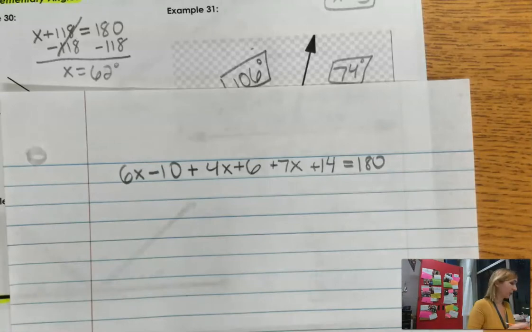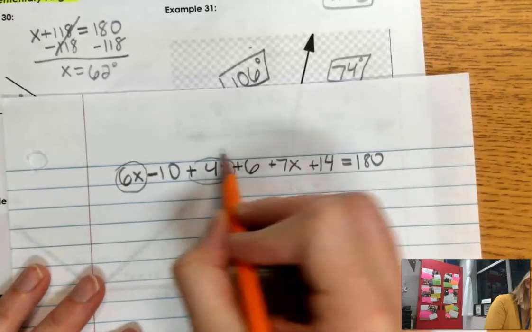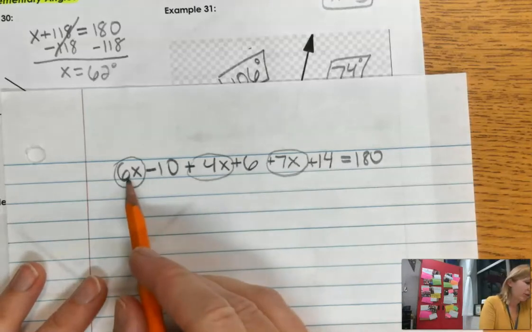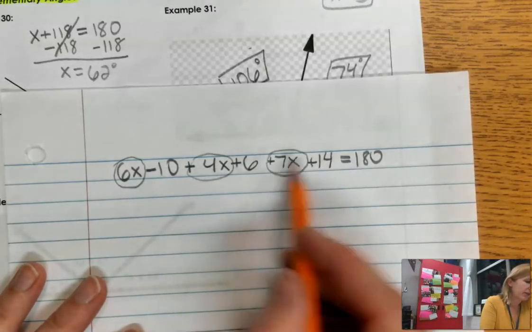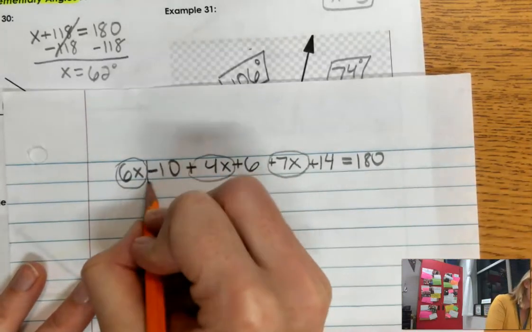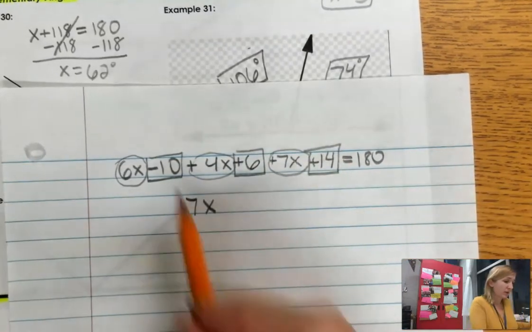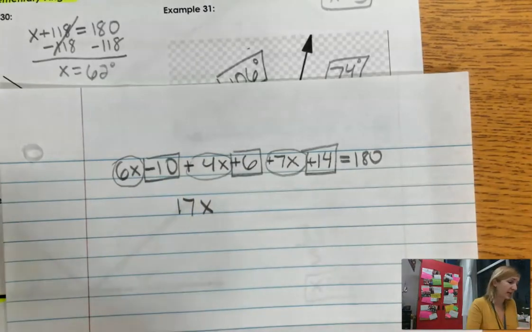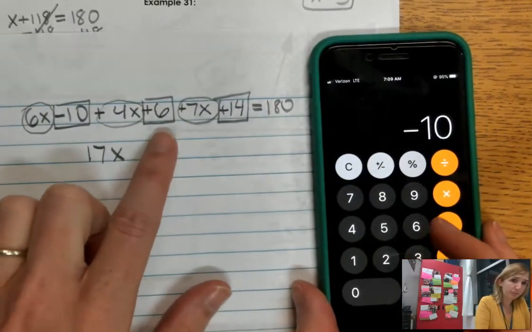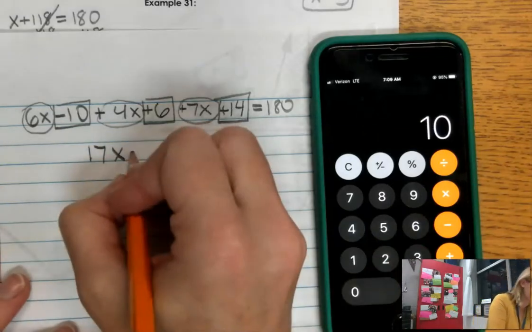So I need to go through and combine my like terms. Anything with an x in it is going to be a like term because it's the same variable x raised to the same power, which is 1. So 6 plus 4 is 10. 10 plus 7 is 17. So when I add those together, I get 17x. My constants are also like terms because they're always like terms. Remember, the subtraction sign stays with the 10 and makes it negative. So I'm going to have negative 10 plus 6 plus 14, and I get a positive 10.